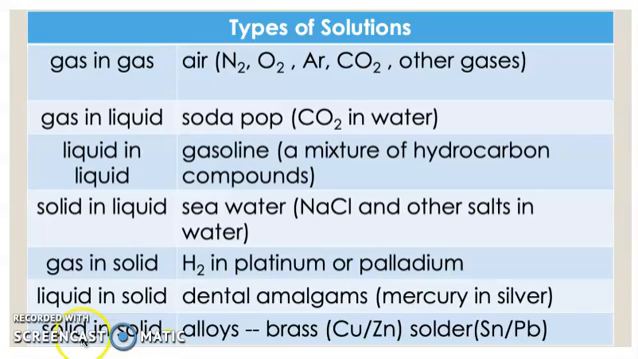And then we have solid in solid. So if you remember making our gold pennies, we made that brass alloy with copper and zinc. We were mixing those 2 metals together. We were forming a solution between those. If you solder anything with tin and lead, that's also making a solution with 2 solids.